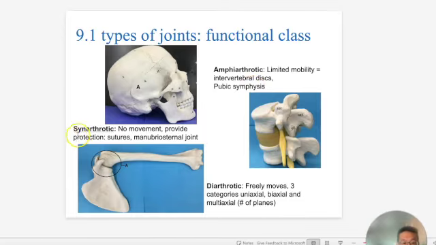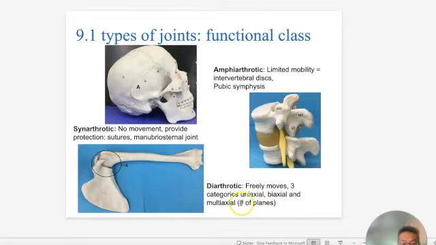The synarthrotic joint has no mobility at all. It provides protection, for example, the sutures in the head and the manubriosternal joint. So synarthrosis has no mobility at all. Amphiarthrosis is limited, and then the diarthrotic joint is freely movable.